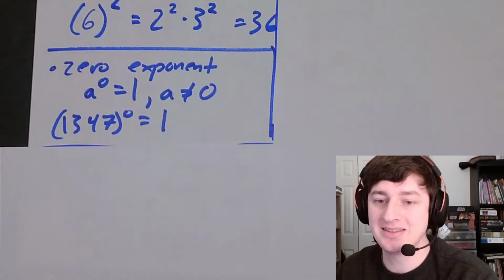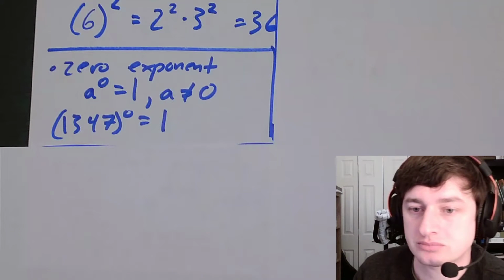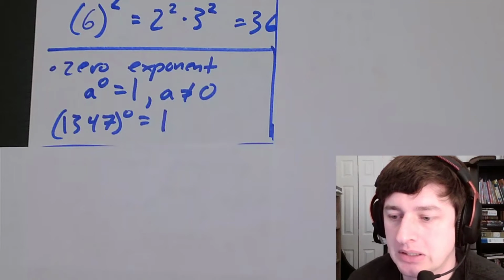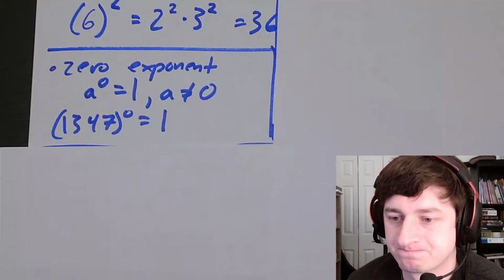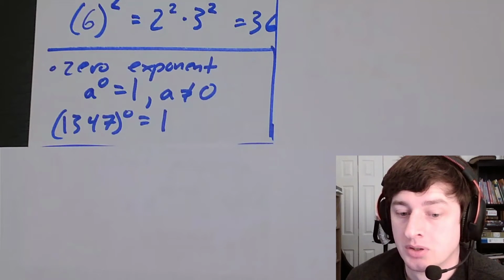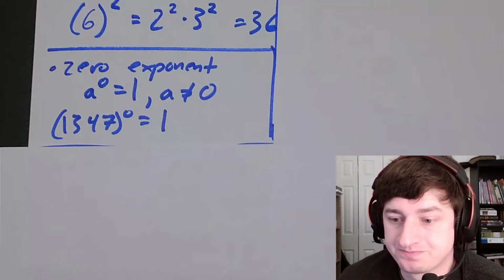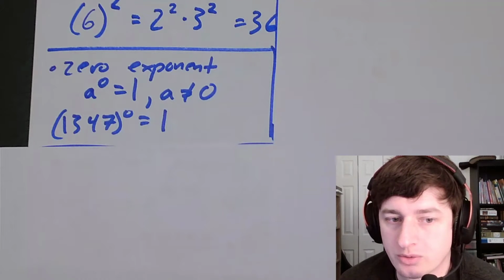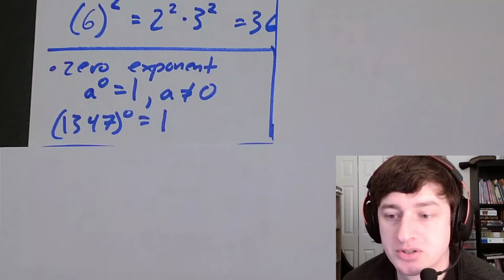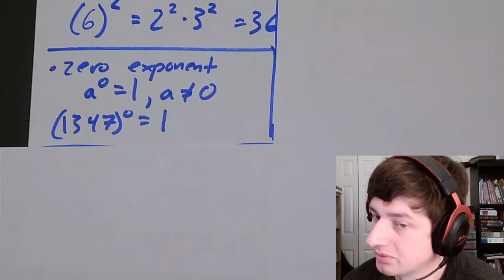If we raise anything to the 0 power, it is 1, except 0 to the 0. We're not going to do that. That would be a calculus problem that we're not going to worry about. So 0 to the 0, we're not going to worry about that. But any other number, if it's 0 in the exponent, it just turns into 1. So it doesn't matter what that number is.